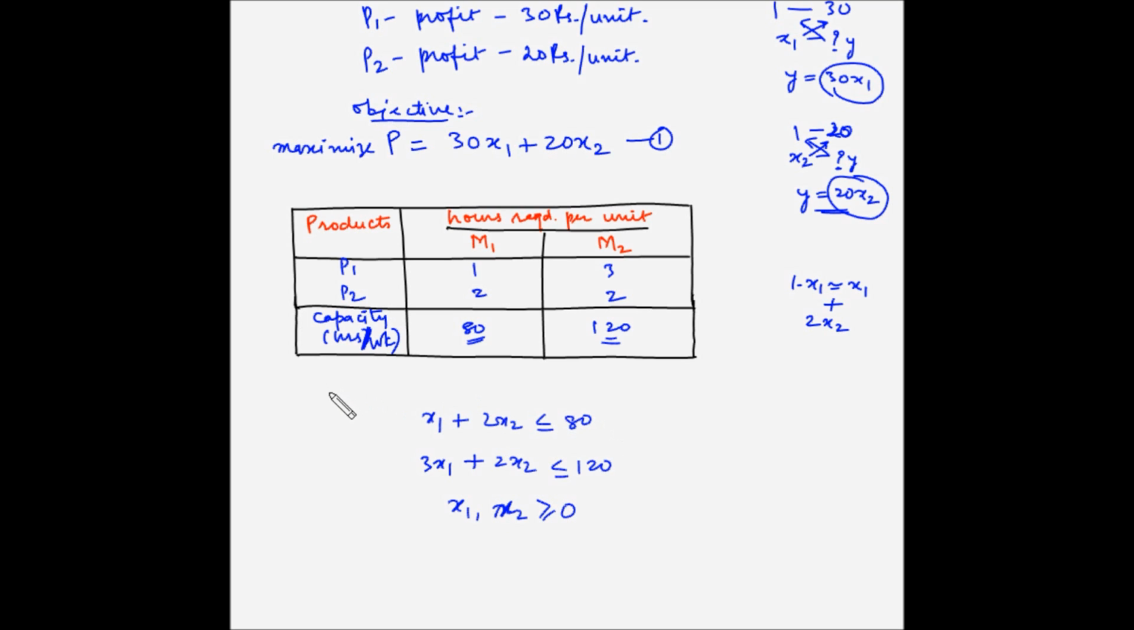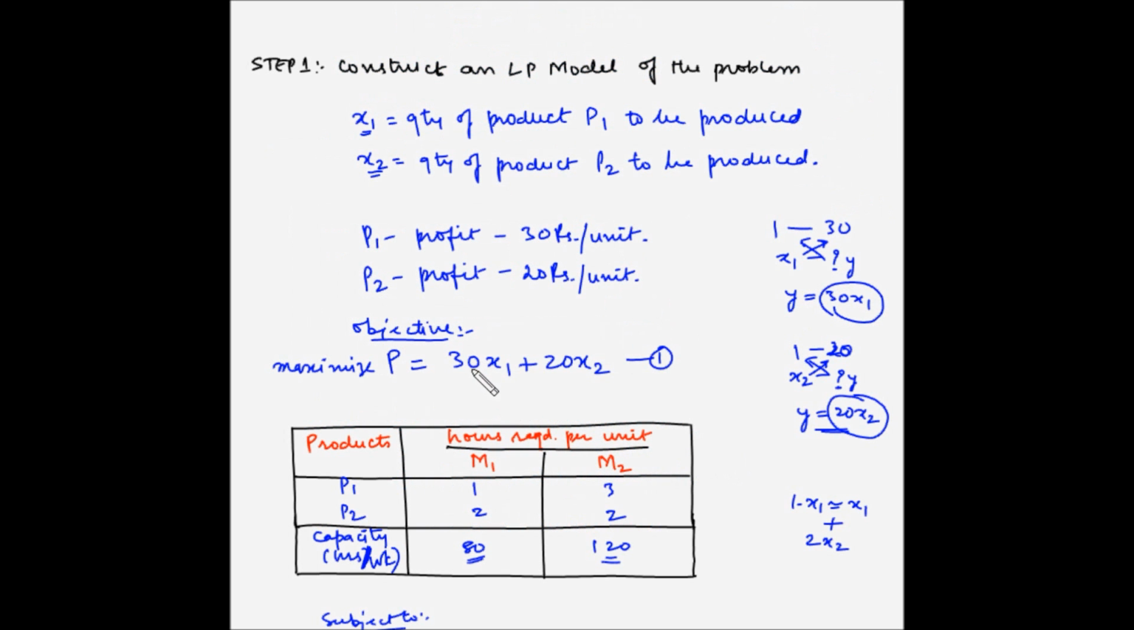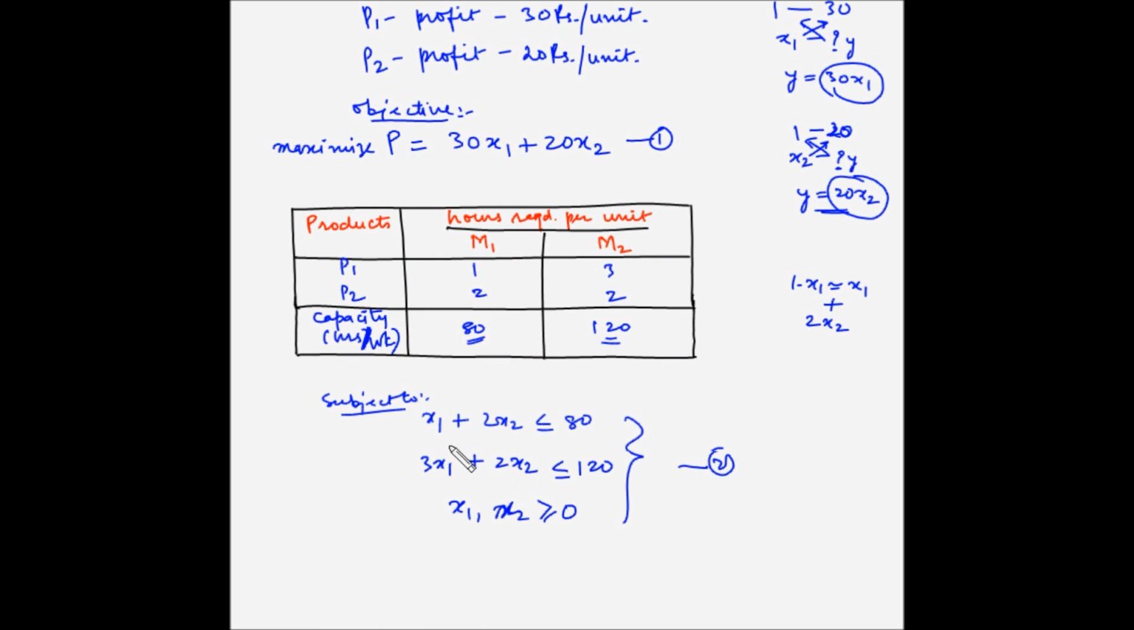So these are the constraints for our LP model. So we have the objective function here, P is equal to 30X1 plus 20X2, and the constraints X1 plus 2X2 is less than or equal to 80, 3X1 plus 2X2 is less than or equal to 120, and X1, X2 is greater than or equal to 0.